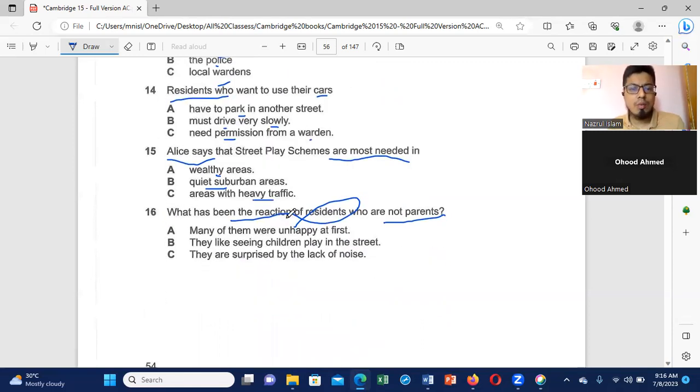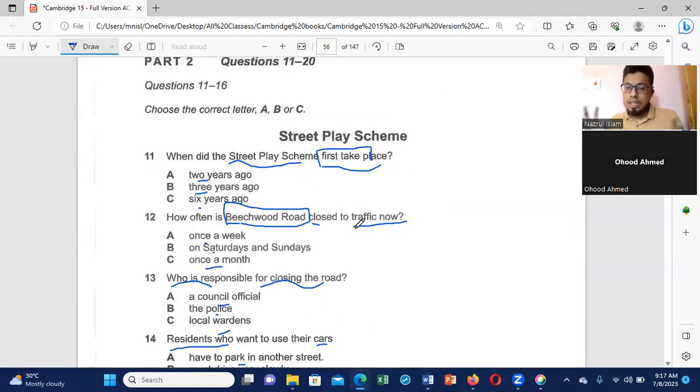What has been the reaction of residents who are not parents? Many of them were unhappy at first. They like seeing children play in the street. They're surprised by the lack of noise. So now let's keep going with the audio, give it a listen and try to answer the questions.